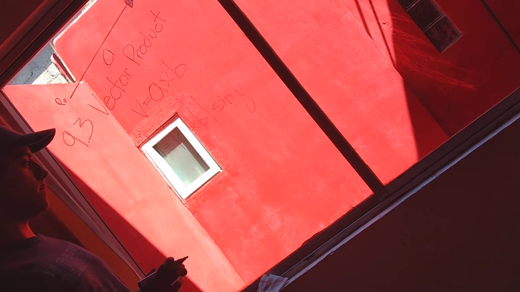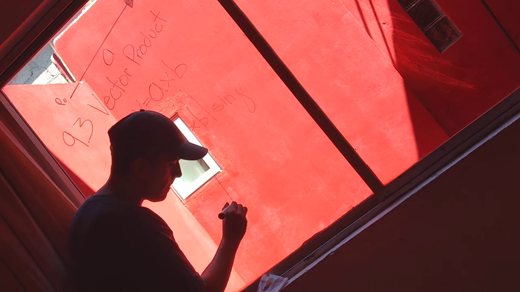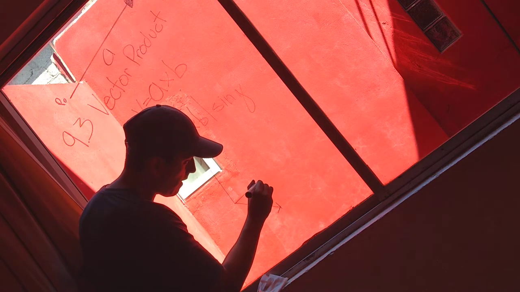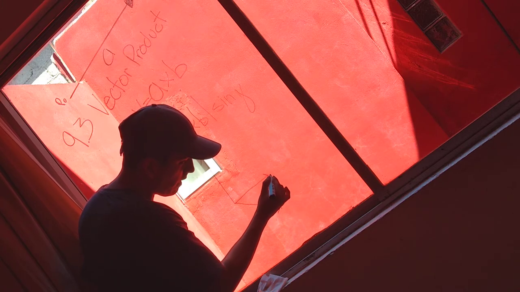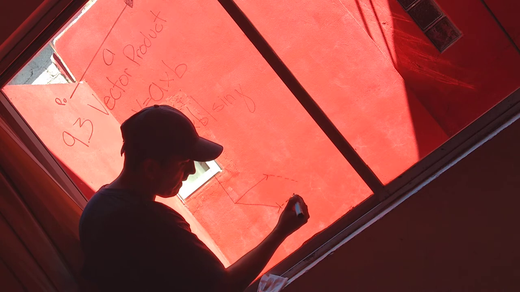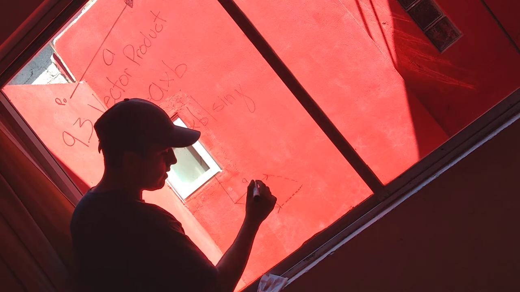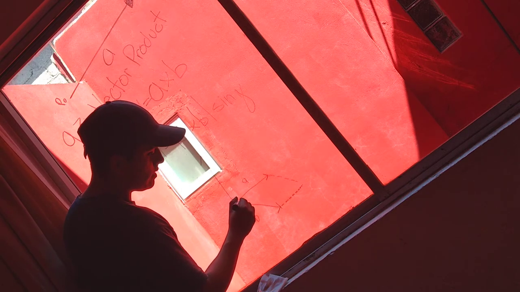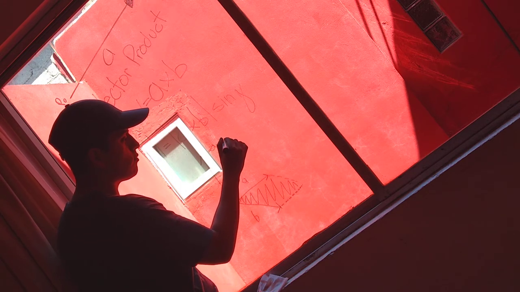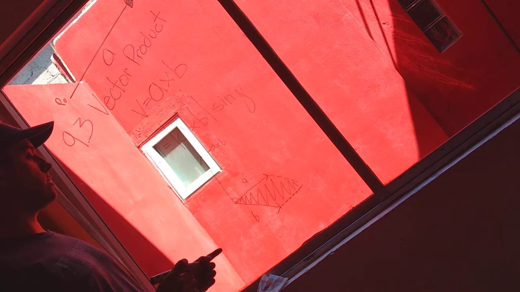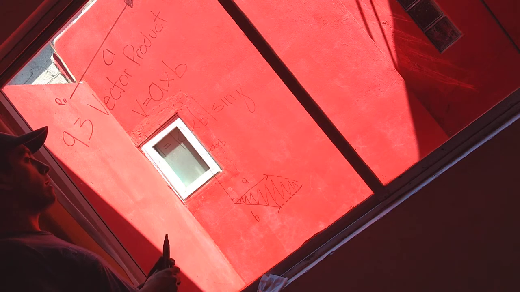Why is this useful? Well, with this we can get a surface. This is B, A, this is B. Okay. This is a surface, and P is going to be equal to A times B, which means we can use it to get the surface, the area of a plane, and also the volume.